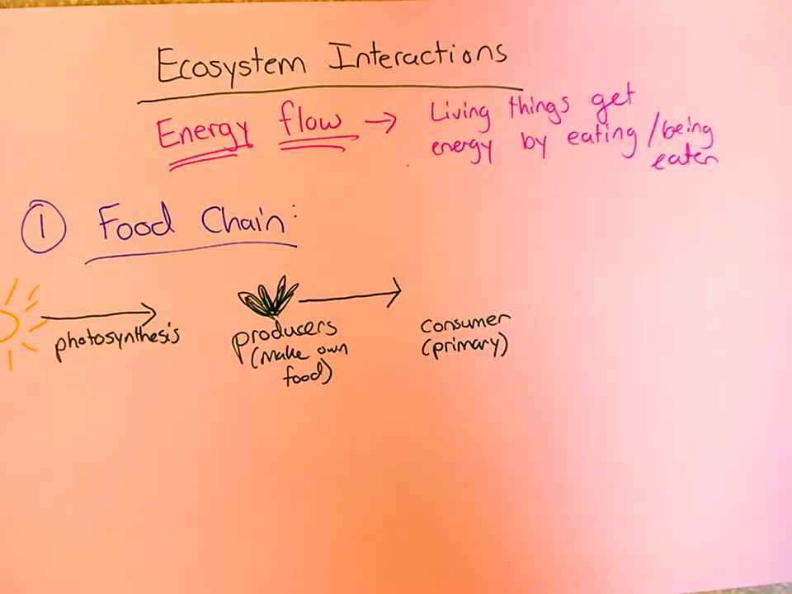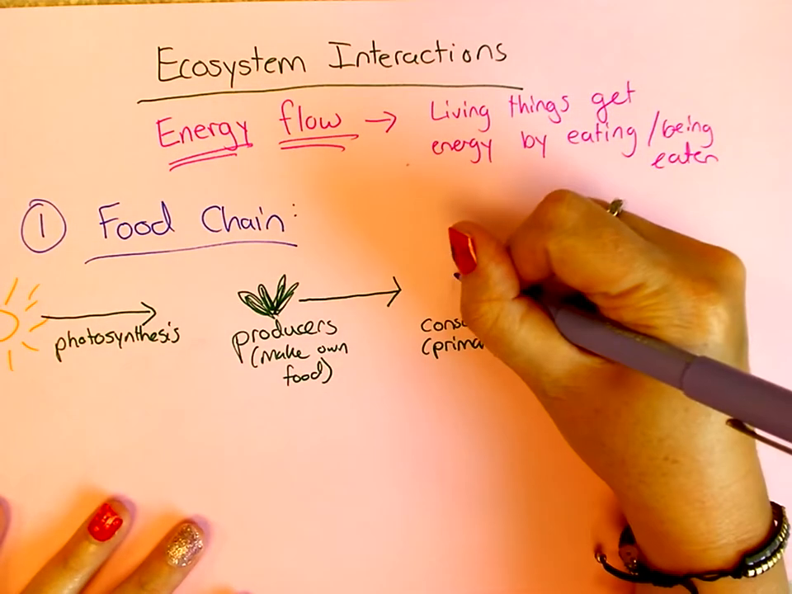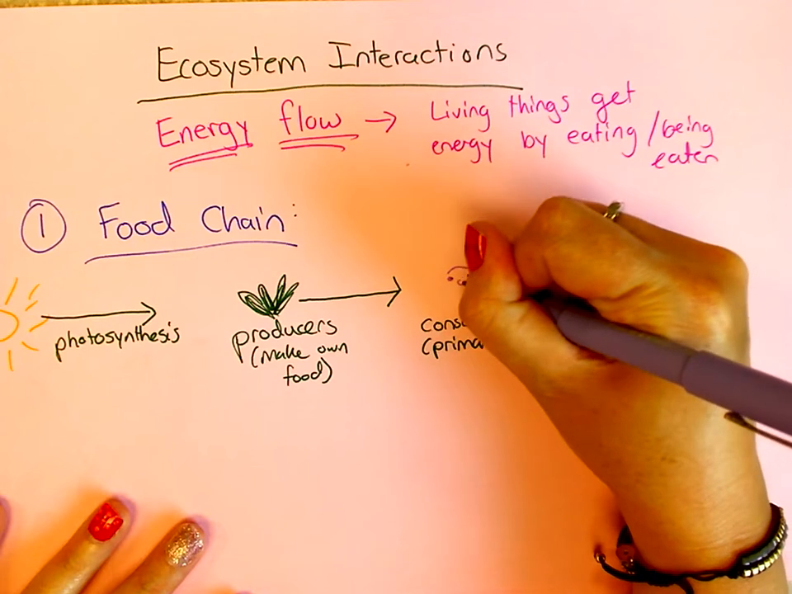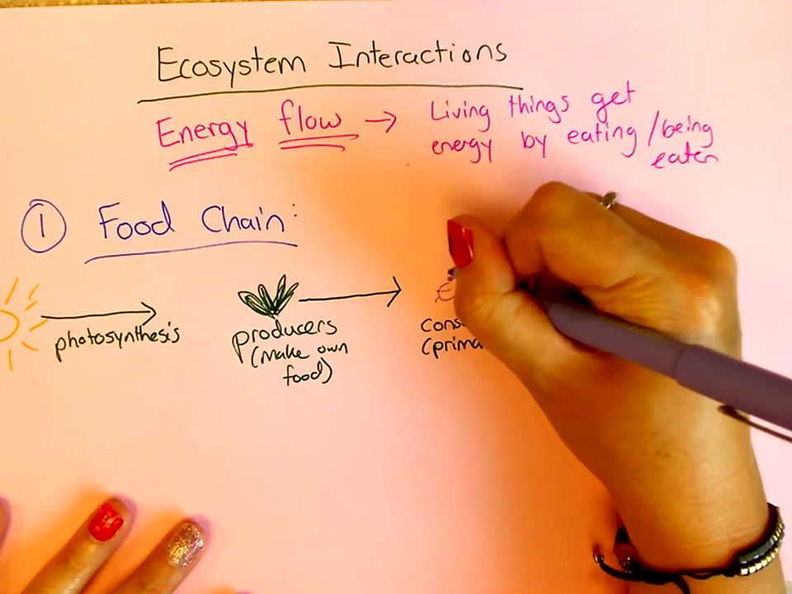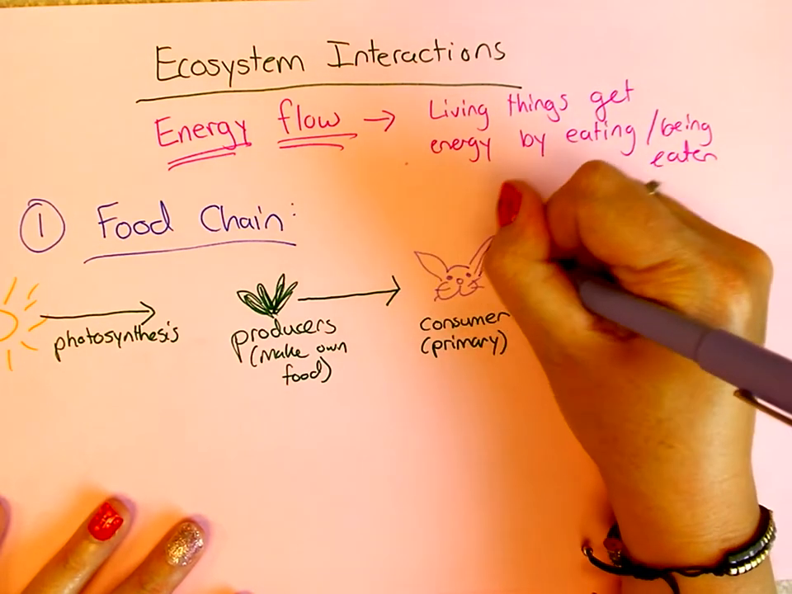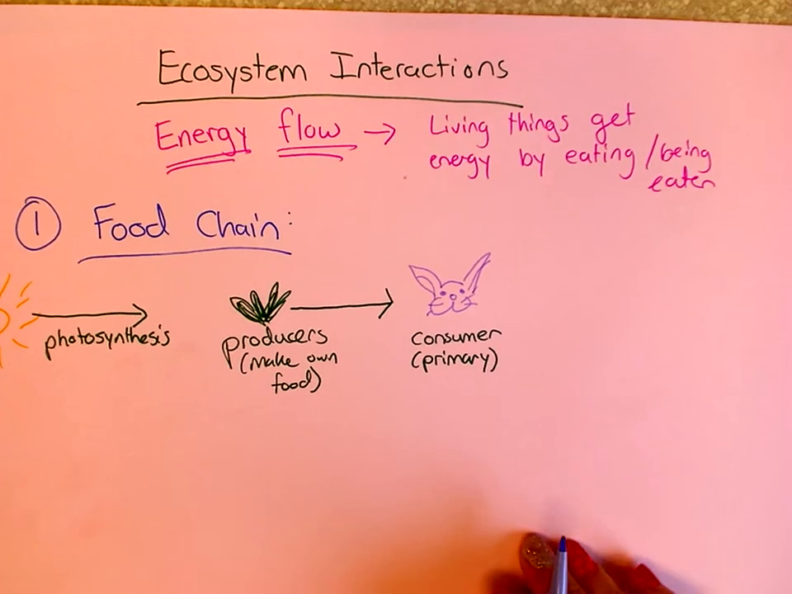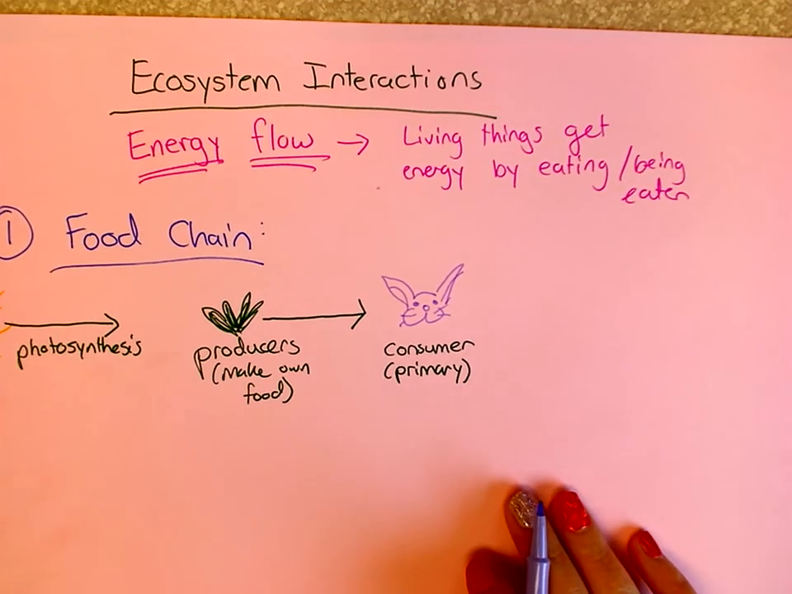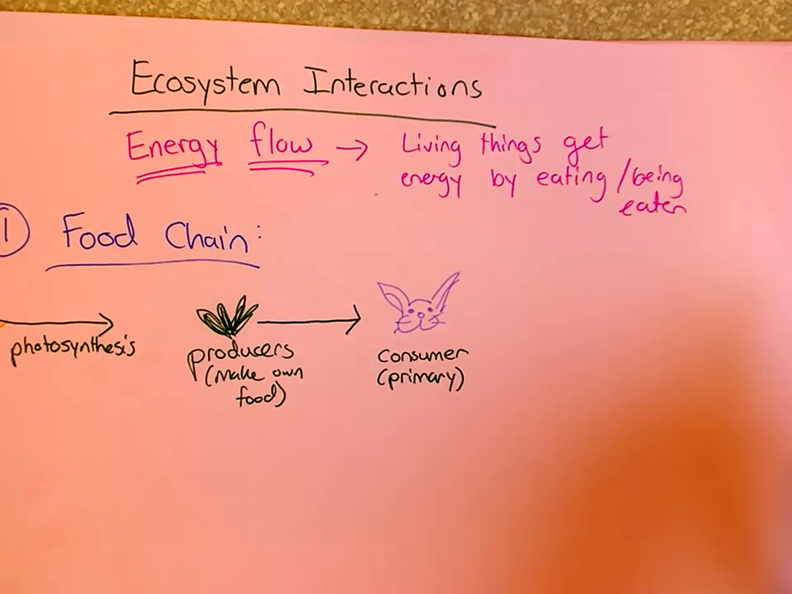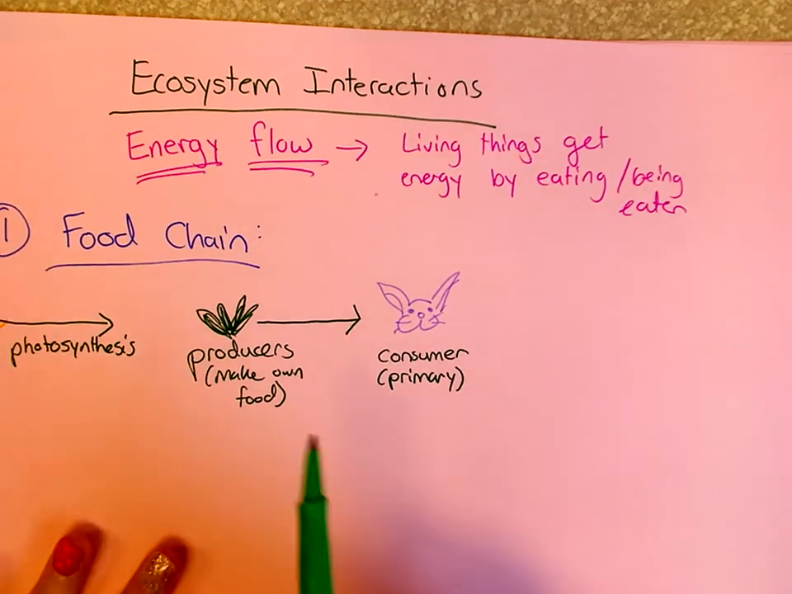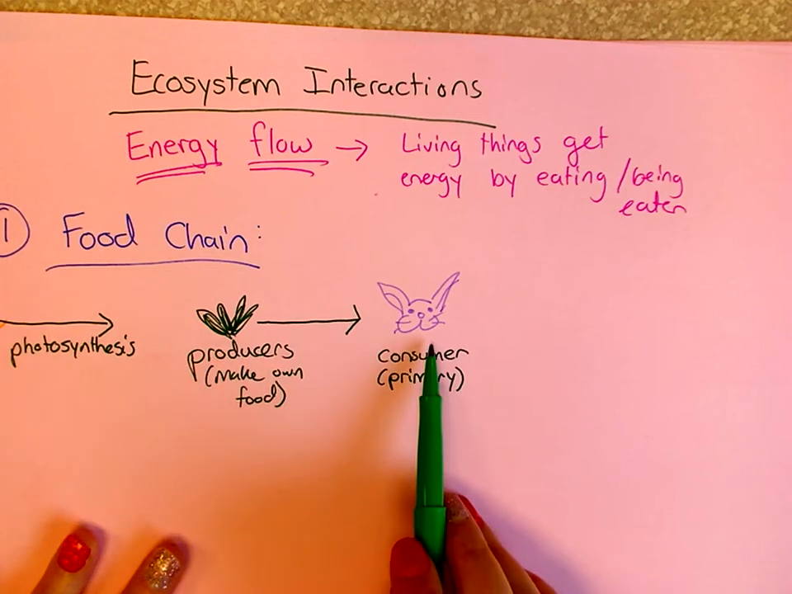So in this little food chain I'm drawing, I'm thinking of something that's going to eat that plant, okay? And let's say that it's going to be a little rabbit. I'm going to draw me a little rabbit. So there's my little rabbit that ate that plant, okay? He is my primary consumer. All right, so the plant's energy now goes to the rabbit.